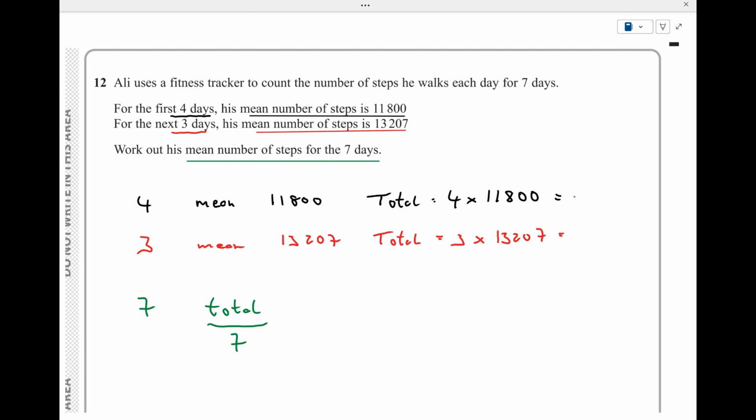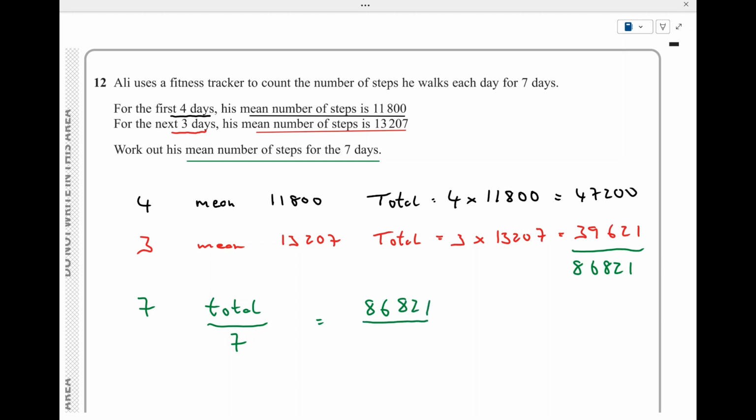So we can work out the total for the first 4 days, 4 times 11,800, and that is 47,200. We can work out the total for the next 3 days, 3 times 13,207, which is, I'll do that in red, shall I? 39,621. So now I know his total for all 7 days: 39,621 plus 47,200 is 86,821.